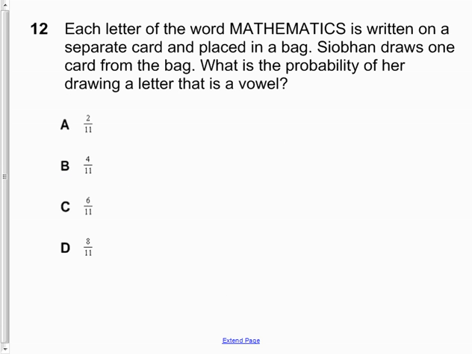Each letter of the word mathematics is written on a separate card and placed in a bag. Siobhan draws 1 card from the bag. What is the probability of her drawing a letter that is a vowel?